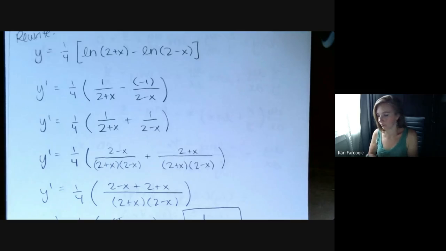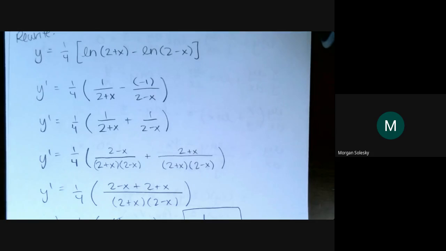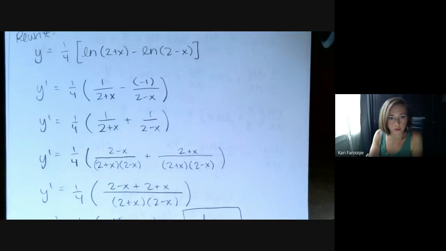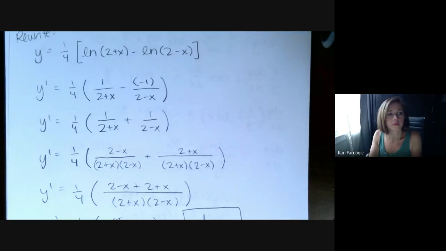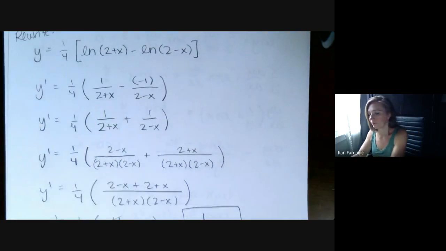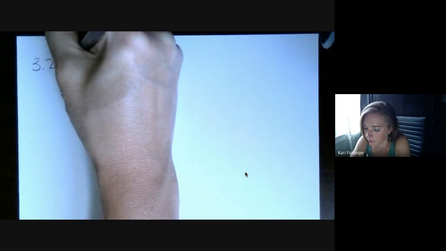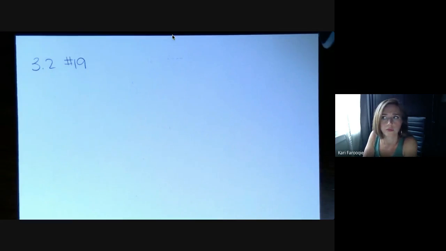Go ahead, Morgan. Can you do something from 3.2? Sure. Do you have one in mind? 19 on the homework. Sure. 2.19. Actually, you know, I did this one in a different office hour. I can still go over it. It's not a big deal. I think I did this, I don't know, when we last saw each other, last Thursday, maybe.